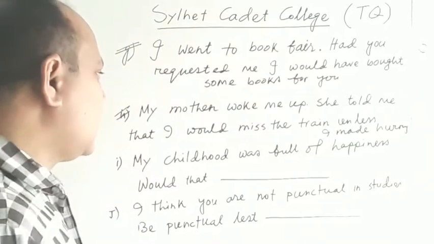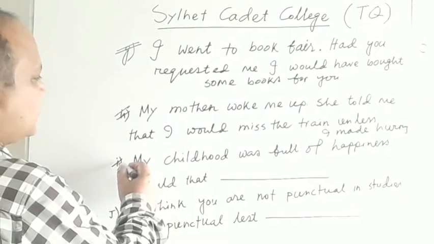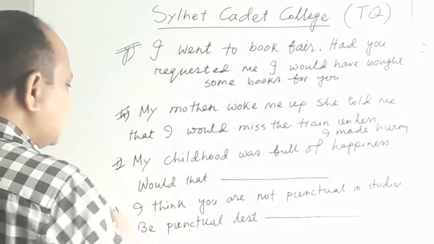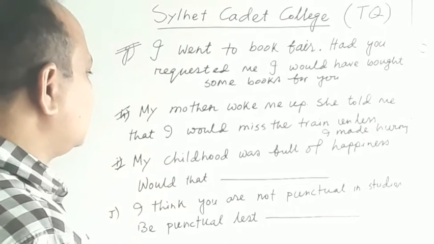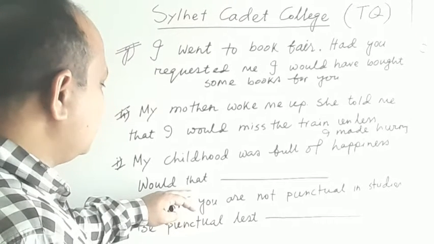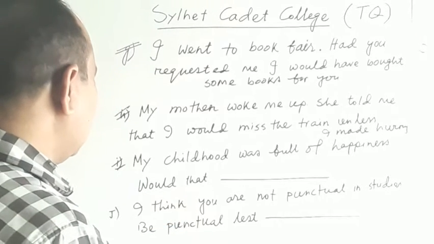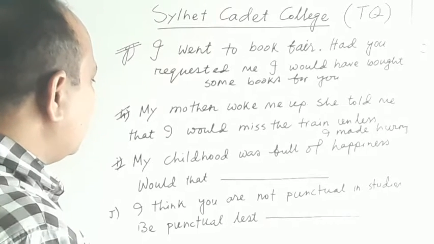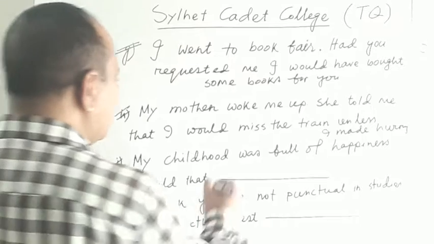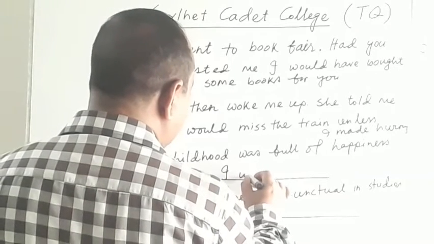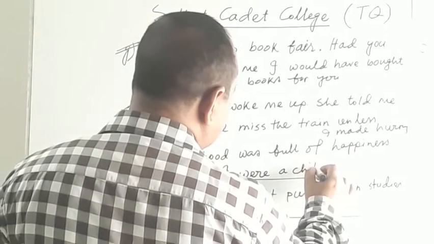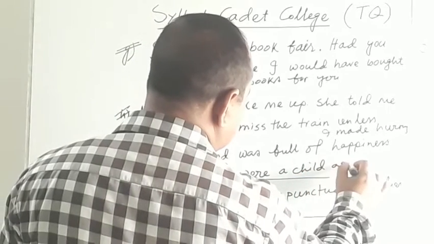Okay. Next sentence. My childhood was full of happiness. Would that. So this sentence also belongs to subjunctive mode. This is my unfulfilled desire or wish. That's why the grammar would be of a somewhat peculiar type. So my childhood was full of happiness. Would that I were a child again.